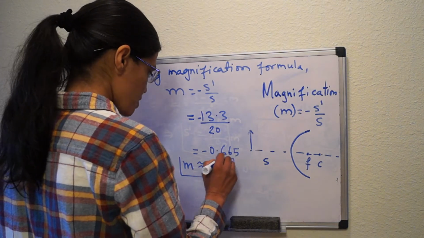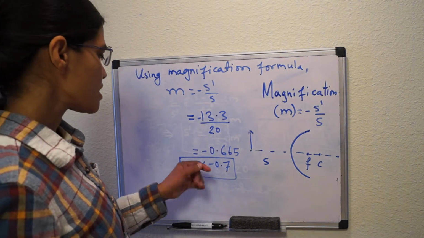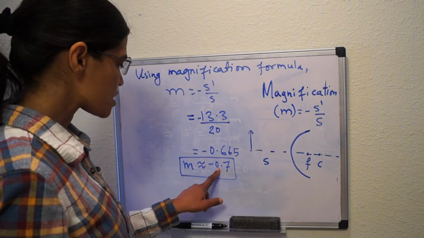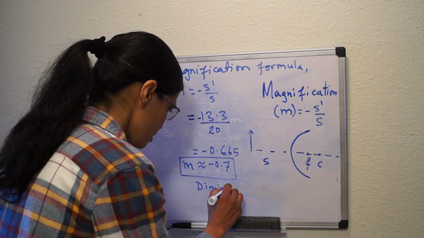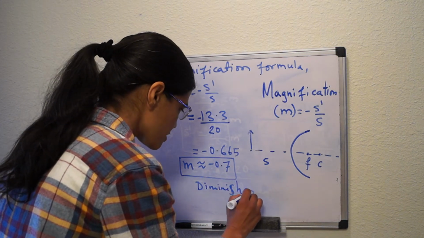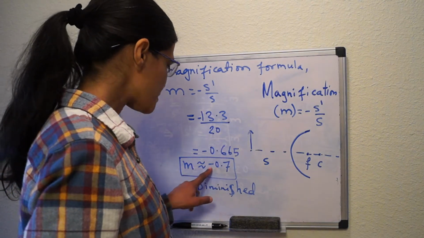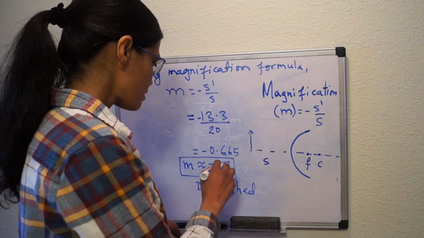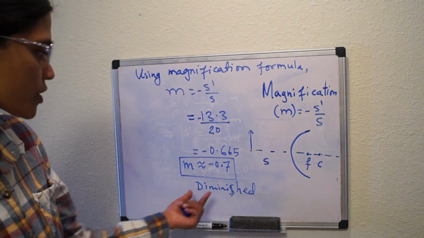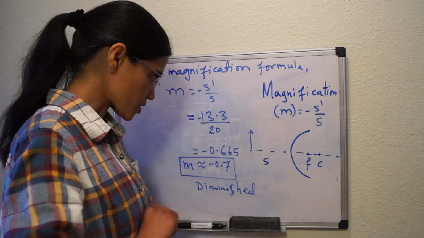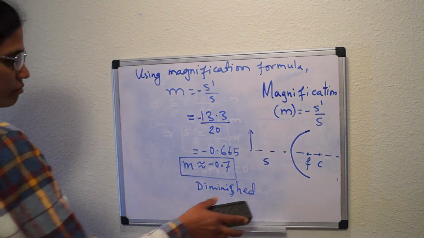This is a dimensionless quantity because it's just the ratio of the distances. So it tells us that the image formed is diminished, right? Diminished or minified. And we also have this negative sign here, okay? So the image formed is the diminished image. So that's it. We found the magnification, we found the image distance.